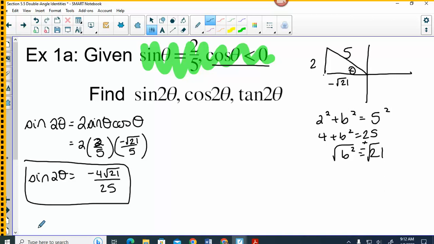Is that one okay? So now we need cosine. We have 3 different formulas for cosine 2a. We can pick any of them. Give me a formula you want to use.